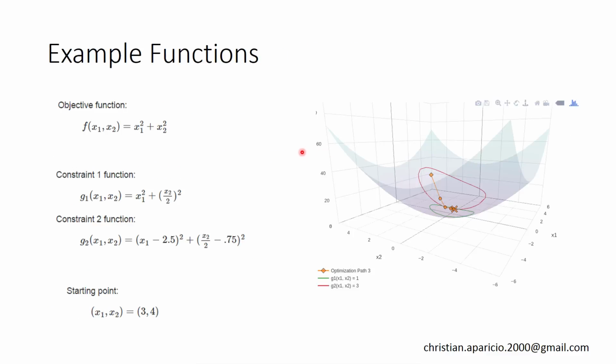Throughout this video, I'm going to use these functions as an example. My first function, f, is my objective function. This is x1 squared plus x2 squared. This is the surface plot that you see here on the right. I also have 2 constraint functions. G1 is equal to this, G2 is equal to that. And we're going to calculate our sensitivities or partial derivatives at this point 3, 4.